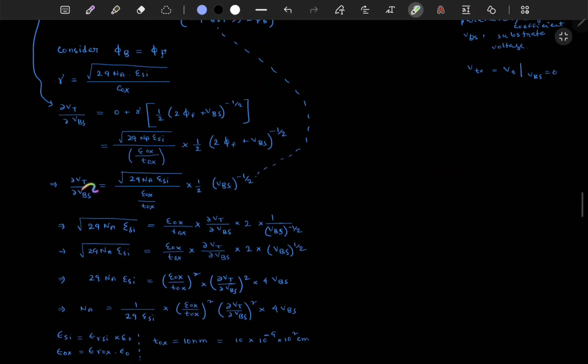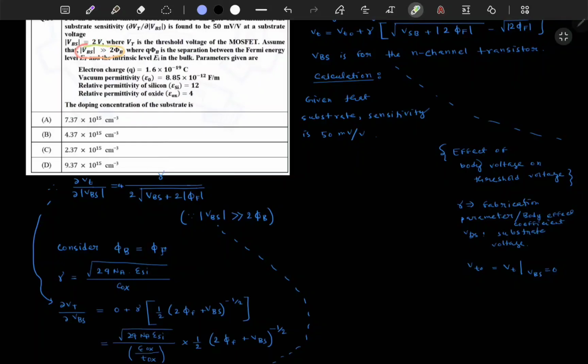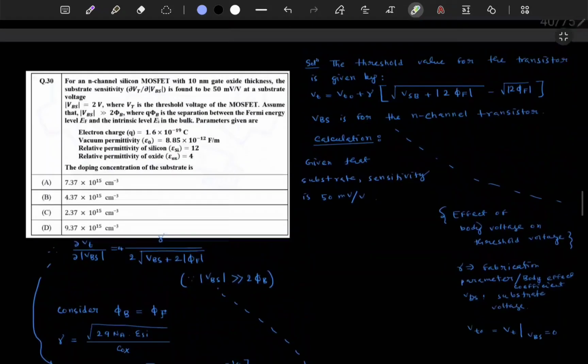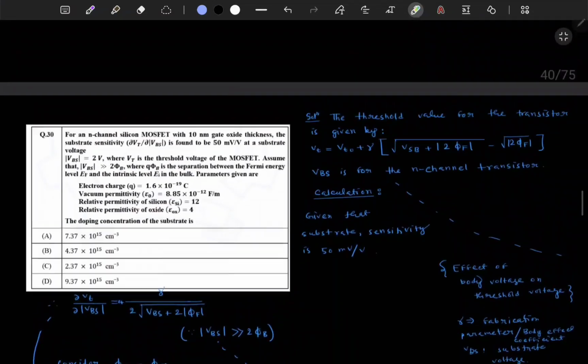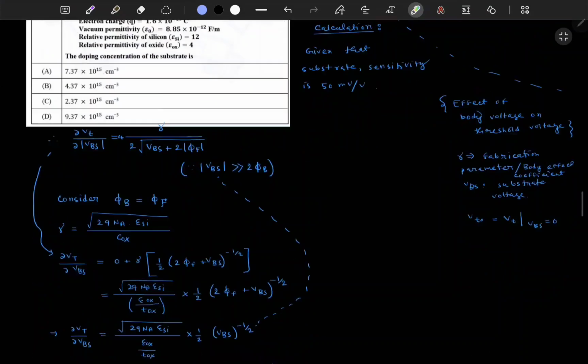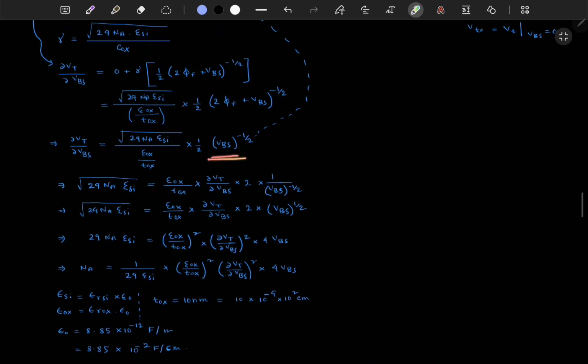Okay, here we have written. Now that del Vt by del Vbs, it is this one. Okay, and this is half of that, Vbs to the power minus half, because in the question it is mentioned that phi_bs is very much greater than phi_b. Okay, that is q phi_b, or 2 phi_b in the formula. 2 phi_b or phi_b is there, so it is very much greater than, so this will only remain. Now in the left side we are just keeping this and all the things in the right side. Okay, so here we are squaring both the sides.